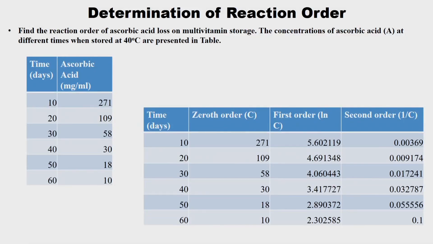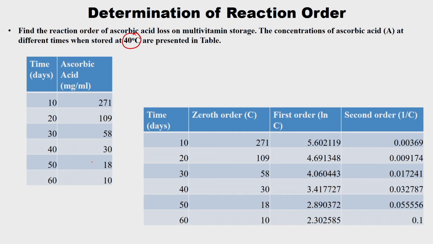So, now we come to our first problem, which says find the reaction order of the ascorbic acid loss on multivitamin storage. The concentration of ascorbic acid A at different times when stored at 40 degree centigrade are presented in the table. So, they are storing a multivitamin at 40 degree centigrade, right, and they have given the time versus ascorbic acid. So, they have measured in milligrams per ml.